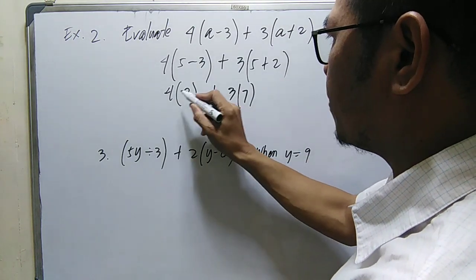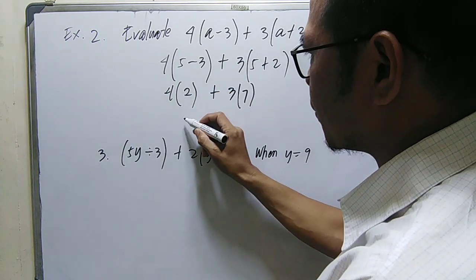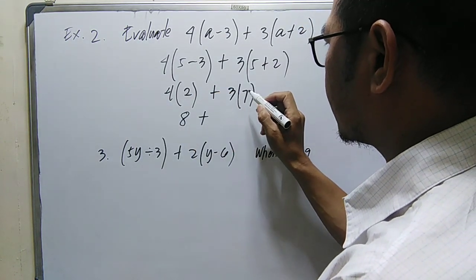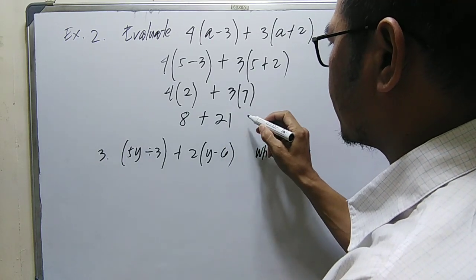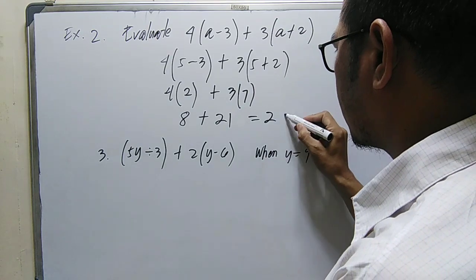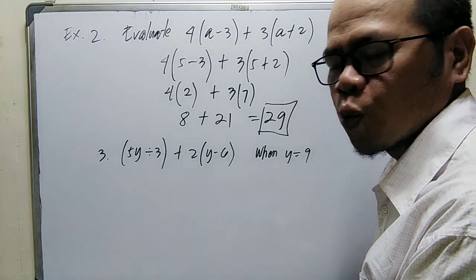Okay. So, 4 times 2 is 8. Kopyahin natin si plus sign. 3 times 7 is 21. So, 21 plus 8 is 29. So, this is your final answer sa ating example number 2.